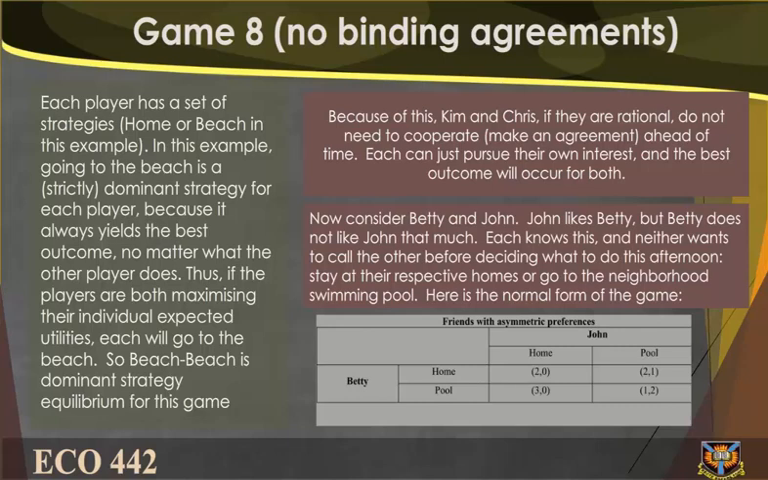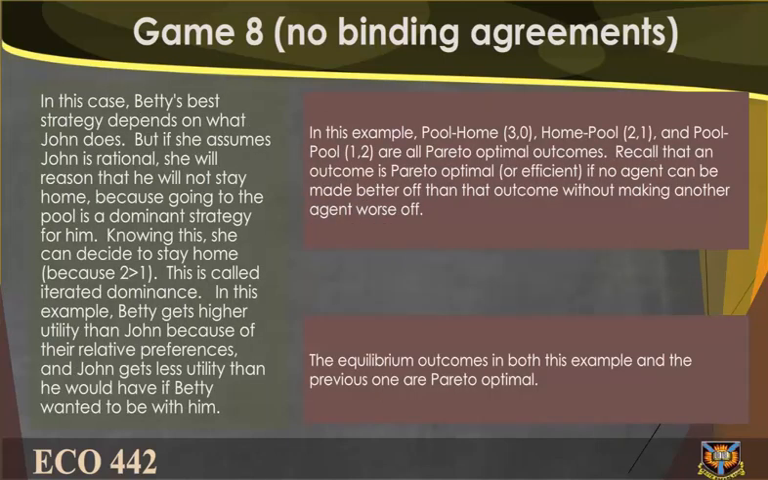Here is the normal form of the game: friends with asymmetric preferences. In this case, Betty's best strategy depends on what John does. If she assumes John is rational, she will reason that he will not stay home because going to the pool is a dominant strategy for him. Knowing this, she can decide to stay home because 2 is greater than 1. This is called iterated dominance.